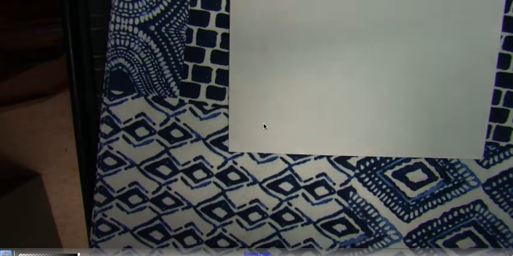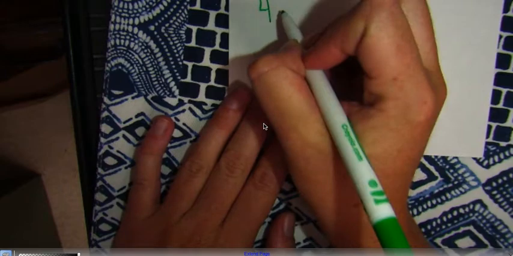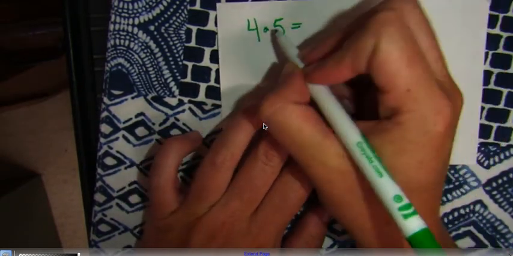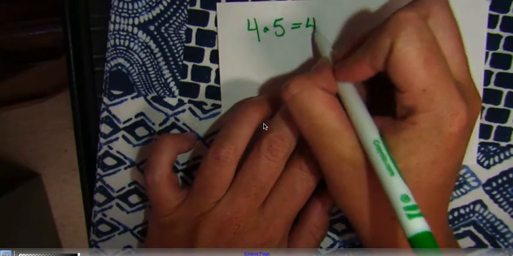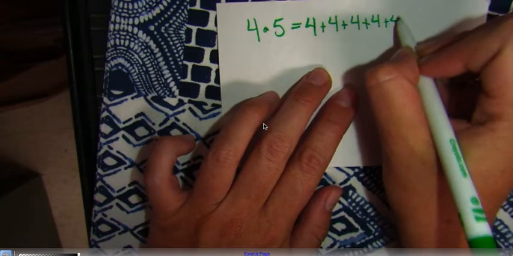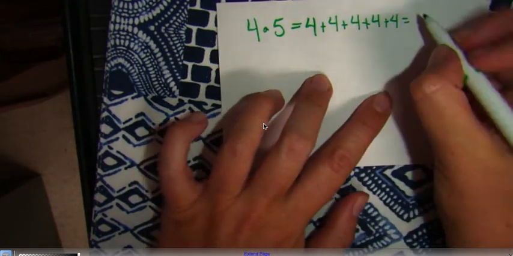Hi guys, I'm going to show you multiplication and division notes. So if we think back to multiplication, it's really just repetitive addition. So here we're going to take 4 5 times. So 4 plus 4 plus 4 plus 4 plus 4. And then we have 4, 8, 12, 16, and 20.